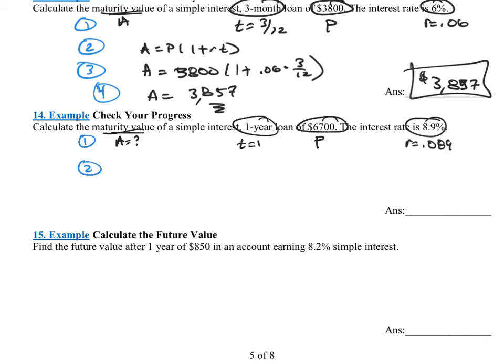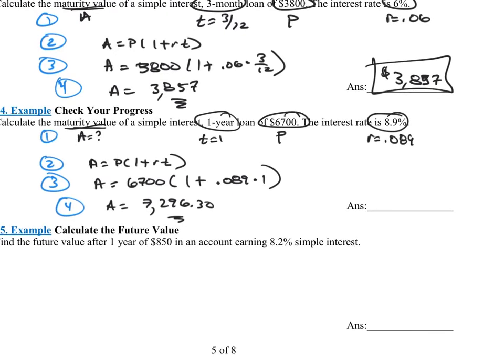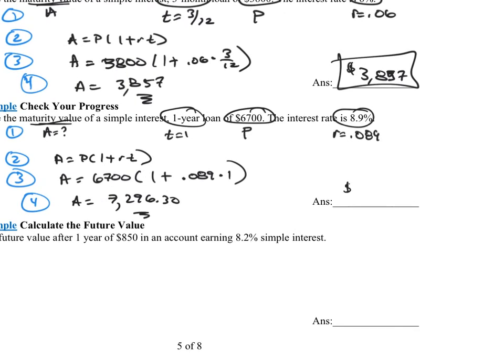Step 2, let's identify that formula. It's going to be A equals P times 1 plus RT. Step 3, plug in what you know. I don't know A. P is the initial amount, $6,700. 1 plus R, which is the 0.089, times T, which in this case is simply just 1. Plug that into your calculator. Let's see what you get. I'm getting a total value of $7,296.30. Again, you must use 2 decimal places on that one. Round to 2 decimal places always. So $7,296.30.